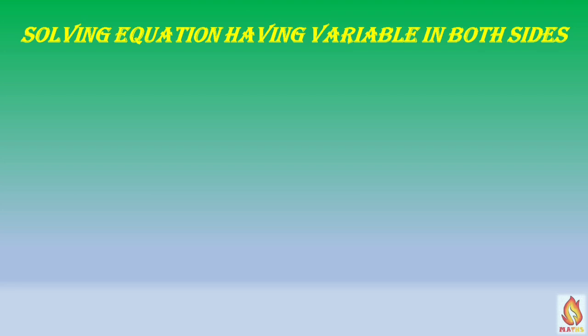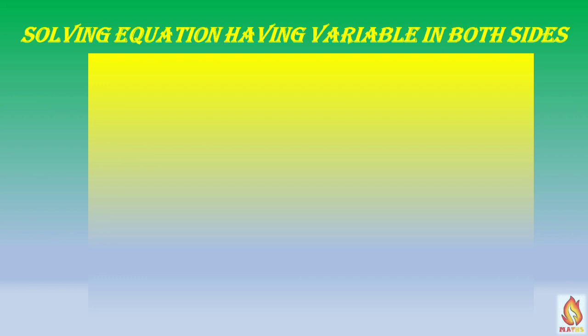Now, solving equations having variables on both sides. If variables are present on both sides, just like one example I have taken, 2a minus 3 equals a plus 2. Here 2a is also a variable and a is also a variable. So what do we have to do? Here we have to bring together both the variable parts. Which are the variable terms? 2a and a.